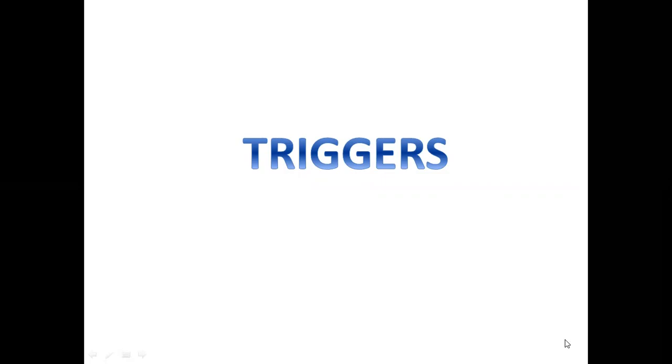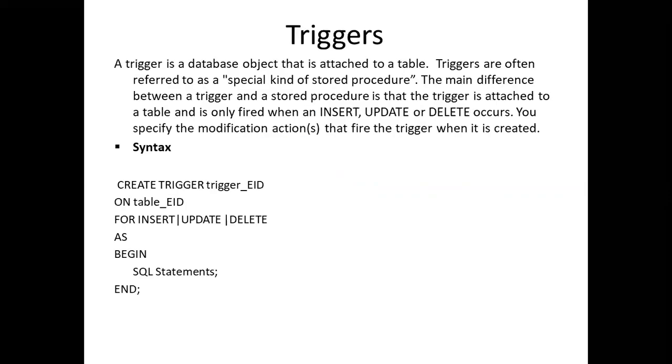However, triggers are a special kind of procedure which get automatically executed. We do not execute any trigger. They will get automatically executed whenever an event on the underlying table occurs. So let me reiterate the definition. Triggers are a special kind of stored procedure that get automatically executed whenever an event on the underlying table occurs.